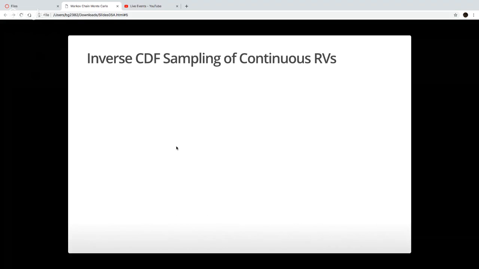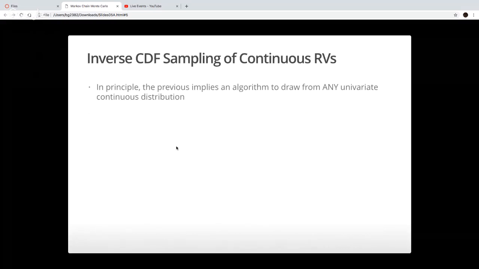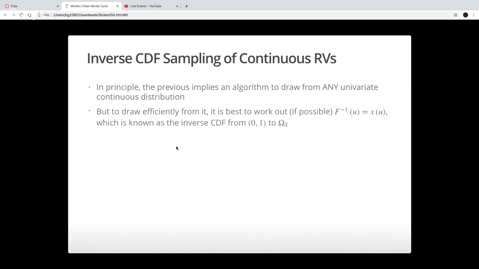It's known as the inverse CDF method of sampling from continuous random variables. And so the previous approach would give you an algorithm to draw from any univariate continuous distribution, as long as you could represent its CDF. Just draw from the standard uniform. That gives you a height, over to the curve, down to the horizontal axis, which gives your sample space. And now you have a random draw from whatever distribution you used for the CDF to make a curve like that.